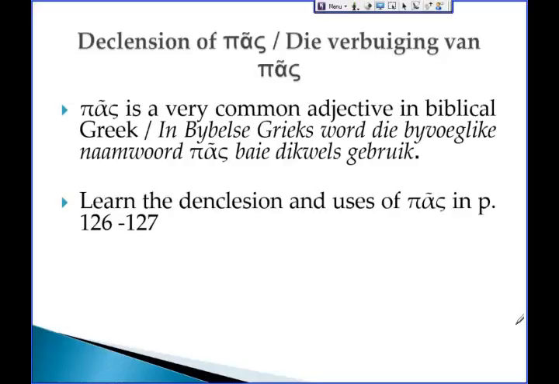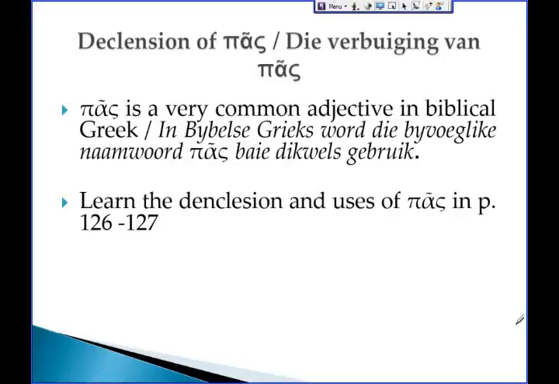The use of pas requires a brief comment because its syntax is so varied. When we talk about syntax, how it is used, the meaning will eventually change. Pas occurs with singular and plural nouns, with and without the article, and in attributive, predicative, and substantive construction. Remember, we are talking about an adjective. That is something I forgot to remind you.